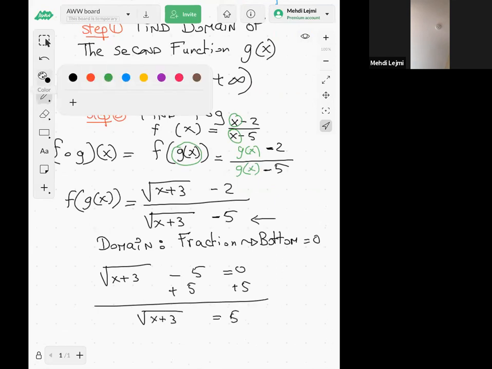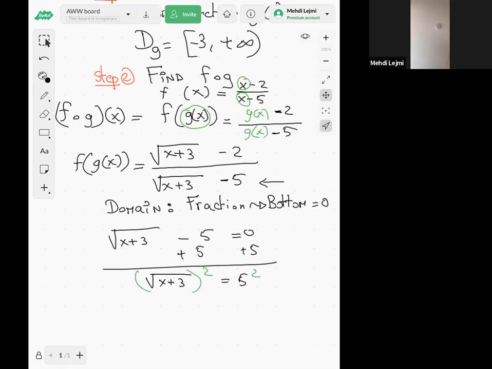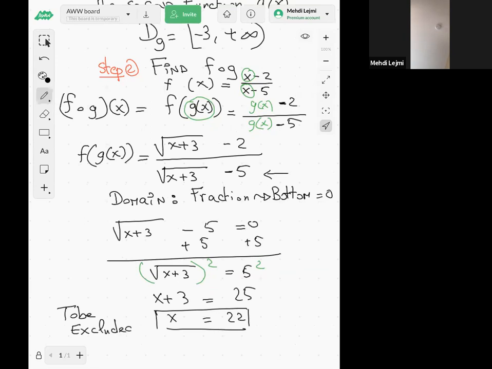Get rid of the square root, so we're gonna square both sides. So there'll be x plus 3 here, equals 25, subtract 3. So then your x is 22. Okay, so this is, of course, to be excluded. All right, so this is our step number 2.